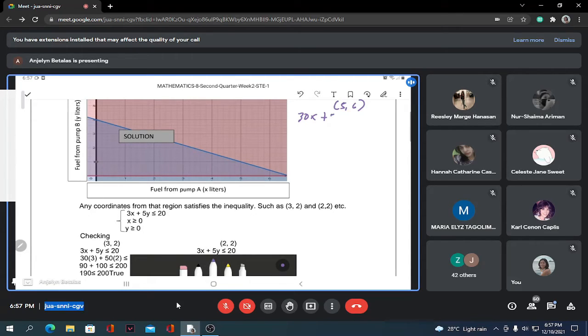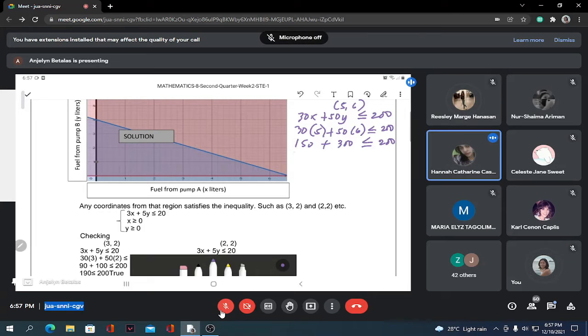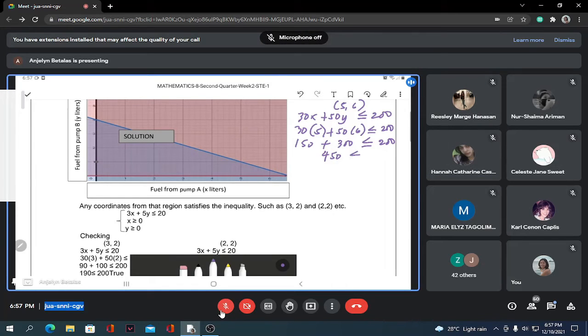30x plus 50y less than or equal to 200. So 30 times 5 is 150, and 50 times 6 is 300. Is that right? Yes, ma'am. 300 plus 150 is 450, which is bigger. So we cannot buy 5 liters of fuel from pump A and 6 liters from pump B. By interpretation, it is false. You cannot buy 5 liters from pump A and 6 liters from pump B.